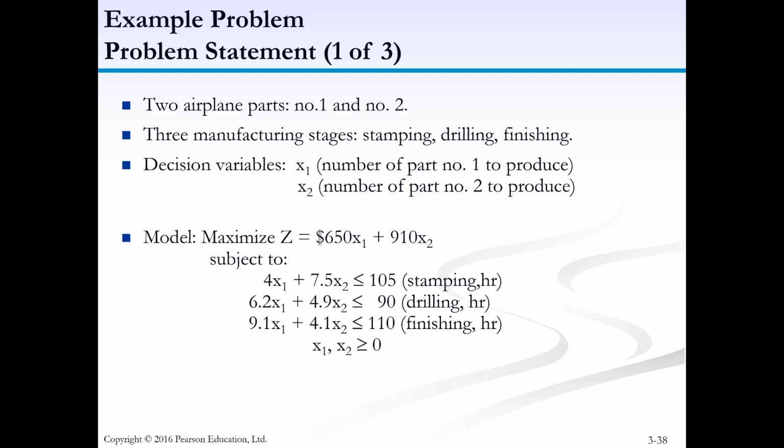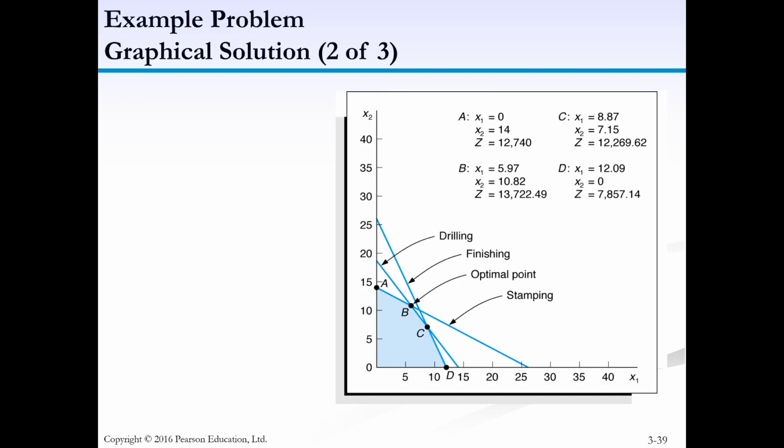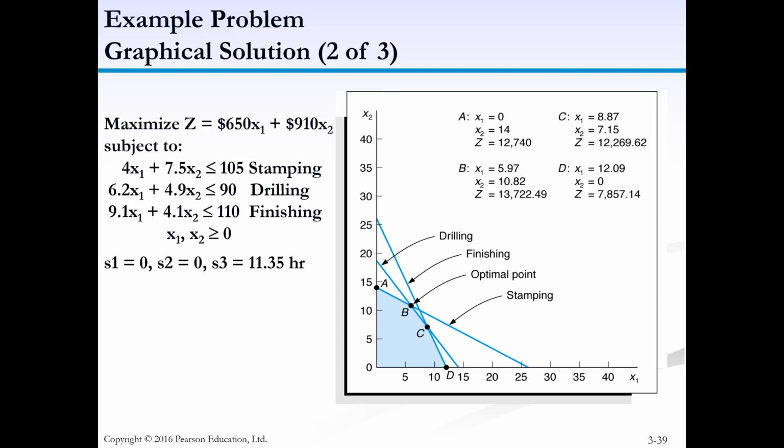So we will just look at the solution, and this is our solution here. The optimal point is at point B. The corner point B has coordinates x1 equals 5.97, x2 equals 10.82, and z equals 13,722.49. This is the formulation again.